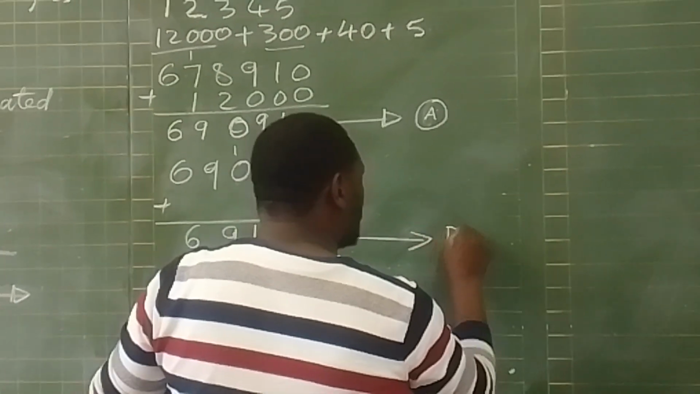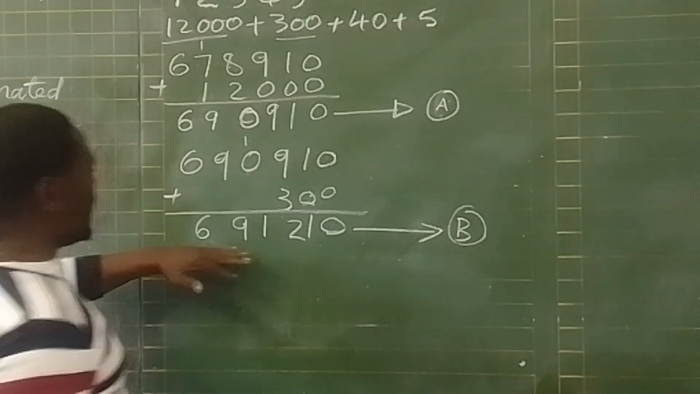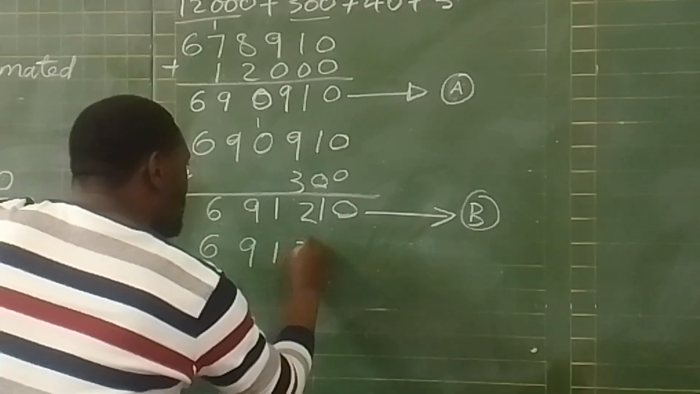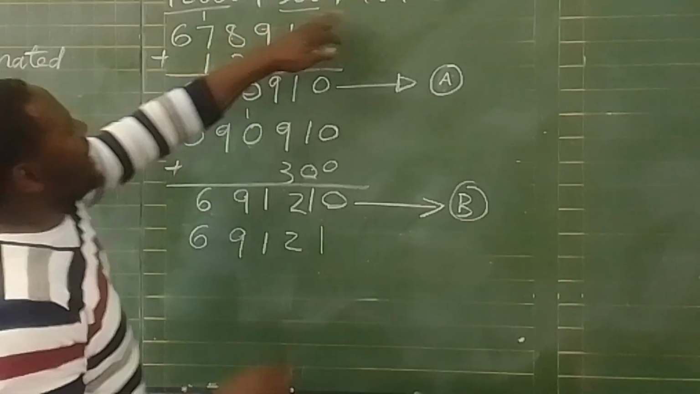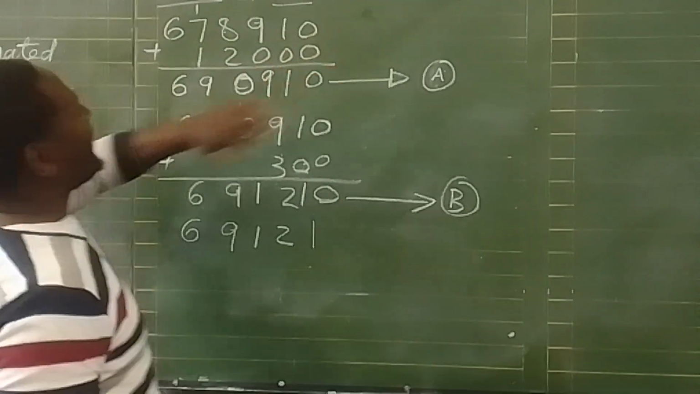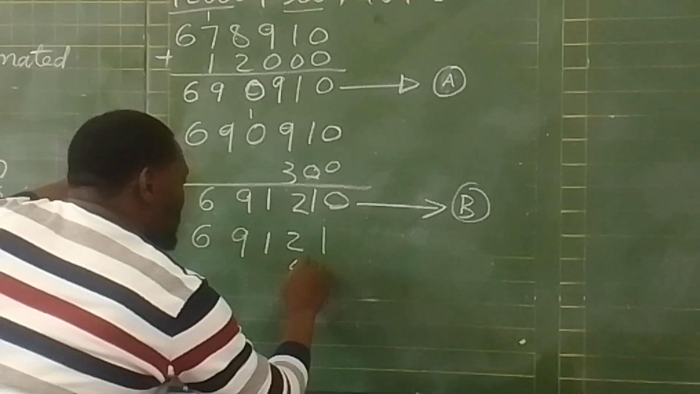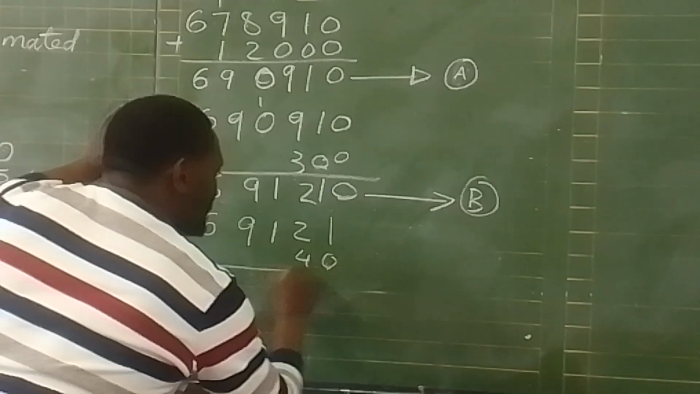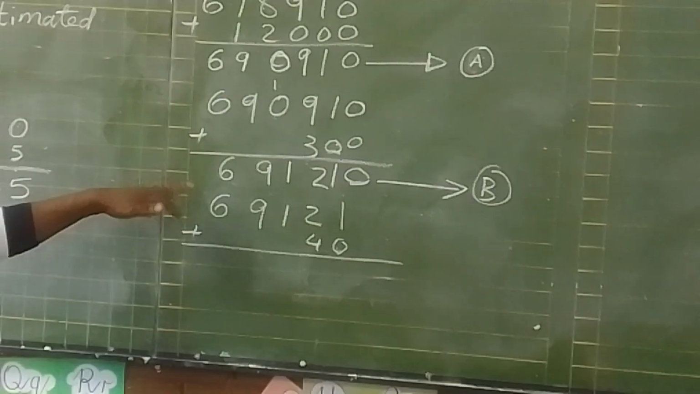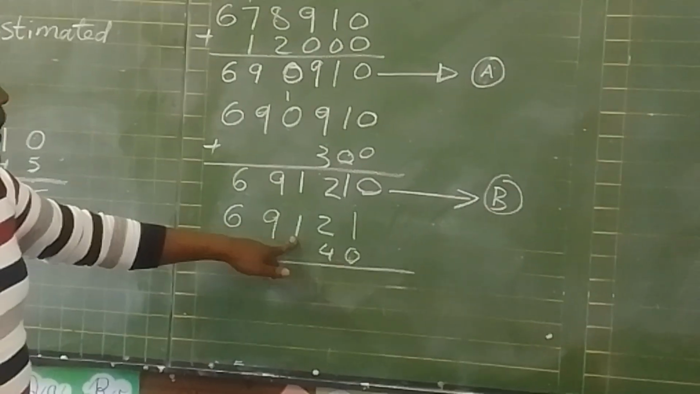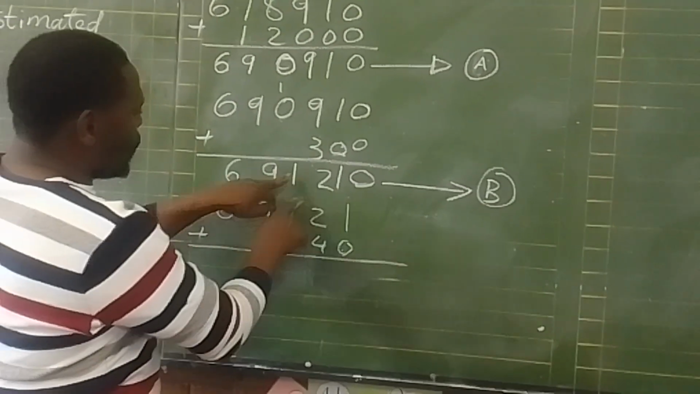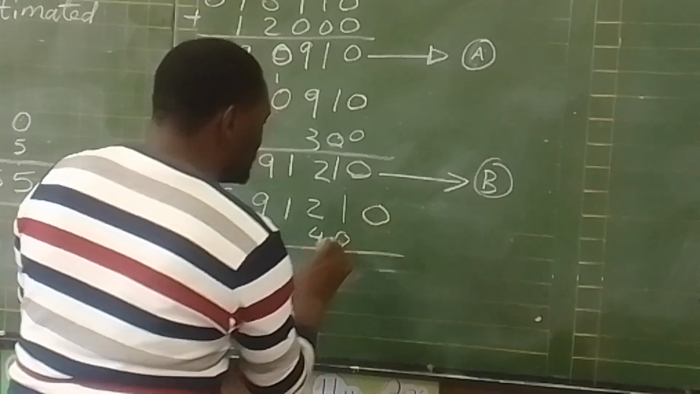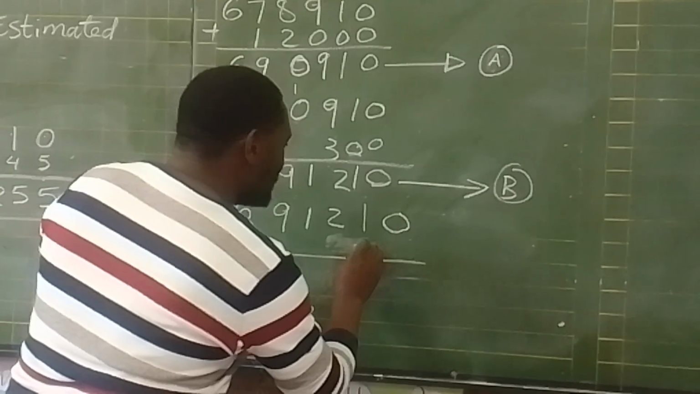Call this B. Now you take the very same number 6, 9, 1, 2, 1. You add 40. 6, 9, 1, 2, 1, 0. Sorry for that. So your 40 starts here.